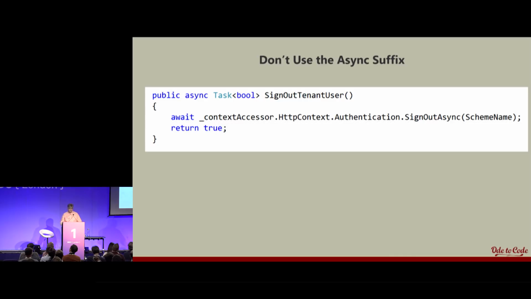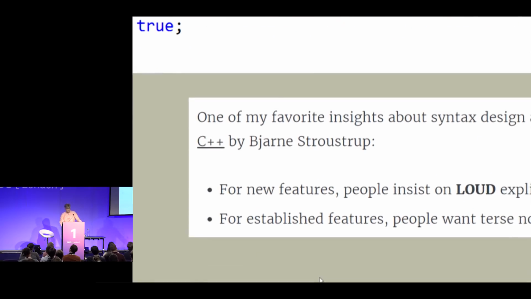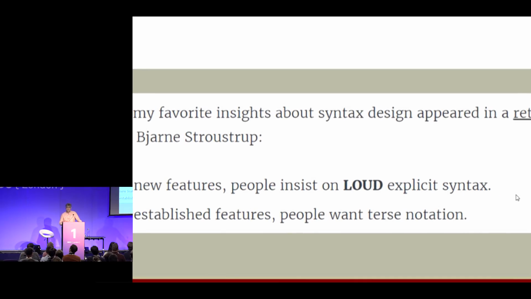And just a personal thing, I'm not a big fan of the async suffix, so I tend to not write something with the async suffix on methods, even though it's an async method. And it comes from Bjarne Stroustrup, who said one day in a lecture or an article, when there's new features in a language, people insist on loud, explicit syntax. So when async await first came out, I think we wanted this loud, explicit syntax in our C# code so that we really were sure that this was an async method. Right? It would have the async keyword and then the async in the name.